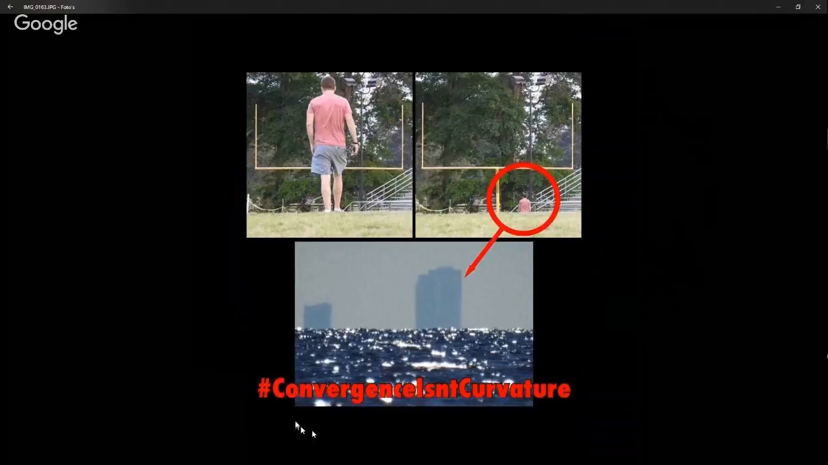Look, here we got convergence isn't curvature. This is the same like perspective. This man walks away, he becomes smaller, and he disappears behind the horizon. But he doesn't disappear behind curvature. This is only maybe 200 yards, I don't know. But you're not gonna tell me this man is disappearing behind the curvature, okay?